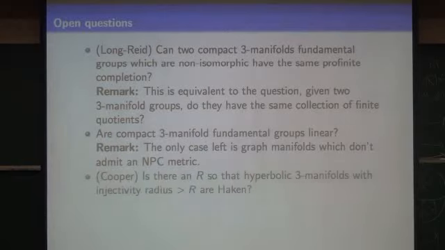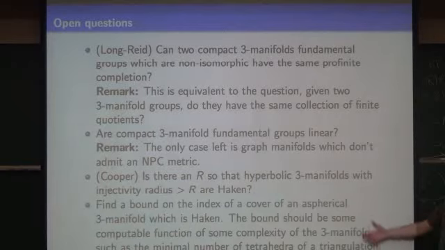There's a question of Cooper. Is there an R such that a hyperbolic 3-manifold with injectivity radius greater than R is Haken? This method of Kahn and Markovich produces highly immersed surfaces. So anyway, this was an interesting possible approach to the virtual Haken conjecture, but it hasn't panned out yet. But I think it's still an interesting question that the proof of the virtual Haken conjecture has no bearing on.